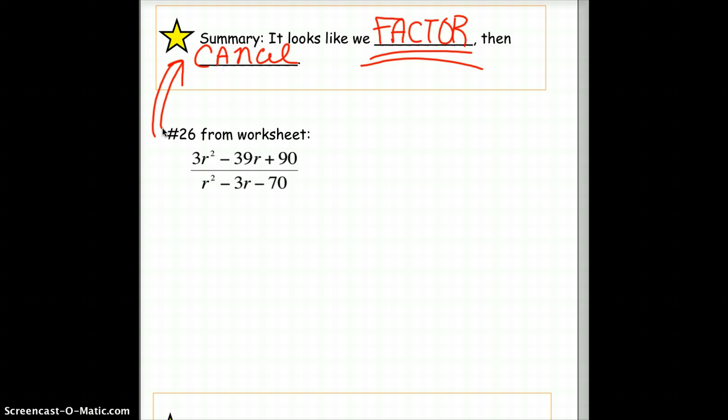Factor, cancel. Say it 20 times together. Ready? Go. Factor, cancel, factor, cancel, factor, cancel, factor, factor. Anyway, forget it. That wasn't as fun as I thought it was going to be.